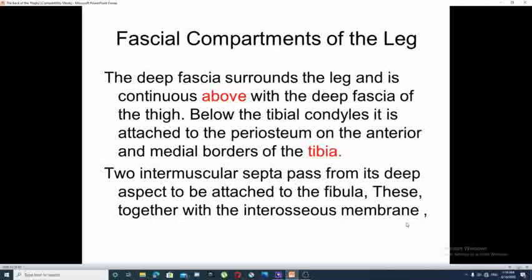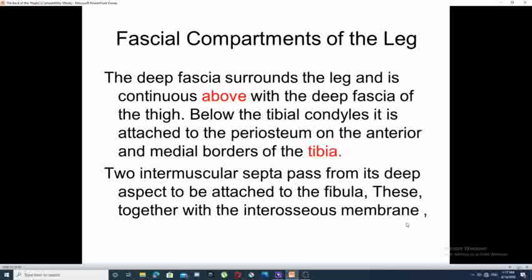Facial compartments of the leg. The fascia of the leg surrounds the leg and is continuous above with the fascia of the thigh, or the fascia lata. Below the tibial condyle, this fascia will attach to the periosteum on the anterior and the medial borders of the tibia.